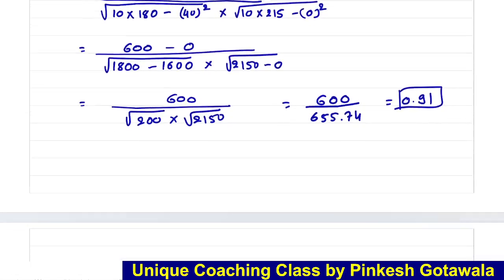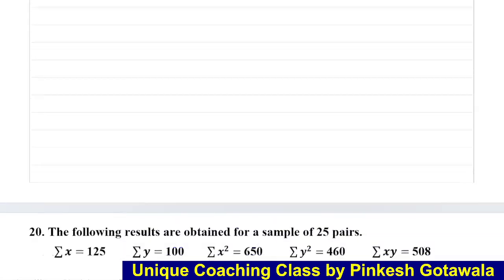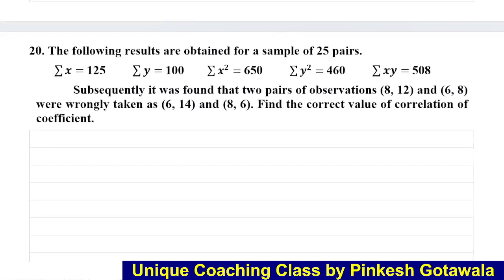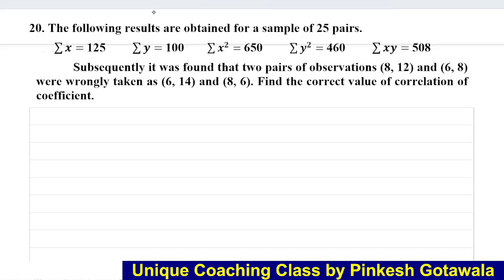Let's see the next one. Sum number 20. The following results are obtained for a sample of 25 pairs: sigma x, sigma y, sigma x square, sigma y square, sigma xy. Now look at here, they give everything. Sigma x given, sigma y given, x square given, y square given, sigma xy given.